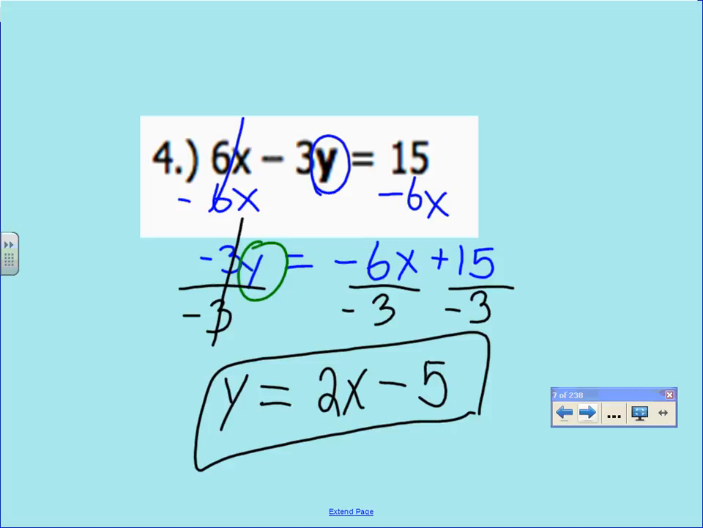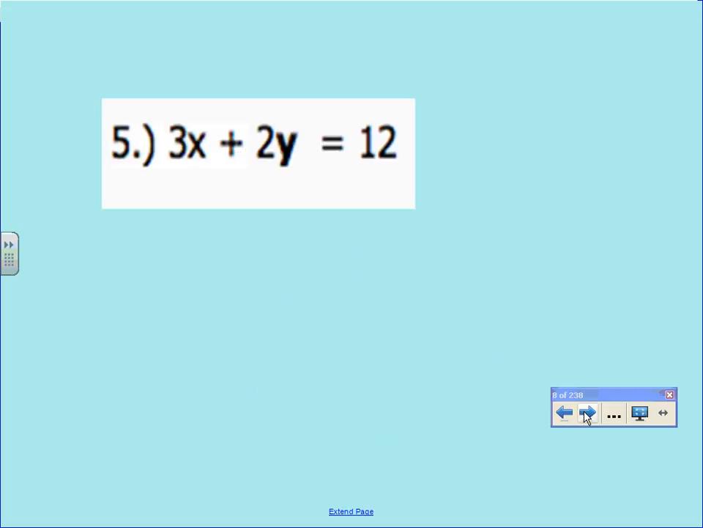I want you to try number 5 on your own. Circle y, isolate it for y, get y by itself. Make sure your fractions are simplified completely. Make sure you write the x term first. Keep it as a fraction, not as a decimal. You know what I mean?